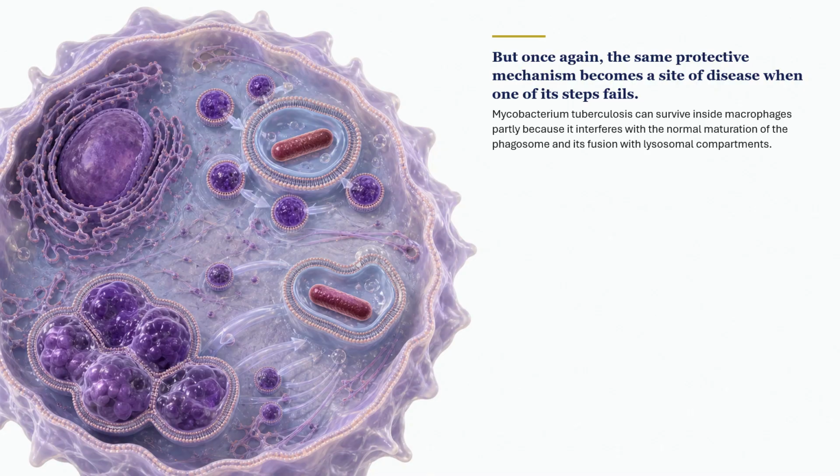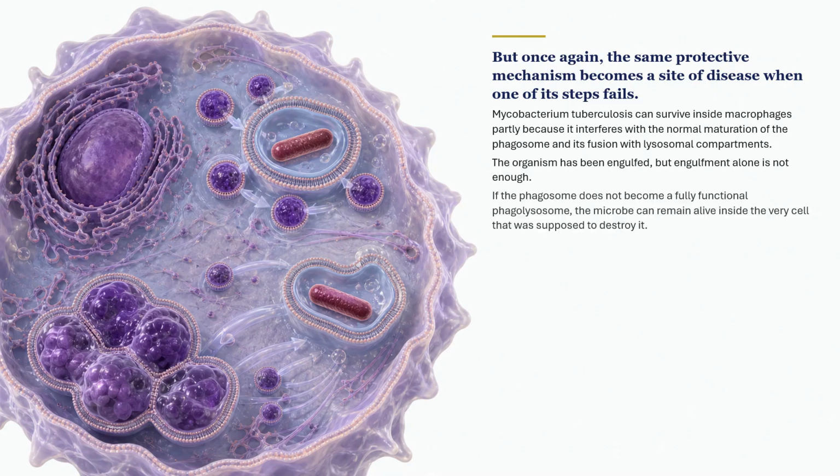Mycobacterium tuberculosis can survive inside macrophages, partly because it interferes with the normal maturation of the phagosome and its fusion with lysosomal compartments. The organism has been engulfed, but engulfment alone is not enough. If the phagosome does not become a fully functional phagolysosome, the microbe can remain alive inside the very cell that was supposed to destroy it. That failure helps explain persistent intracellular infection, chronic inflammation, and the eventual formation of granulomas.